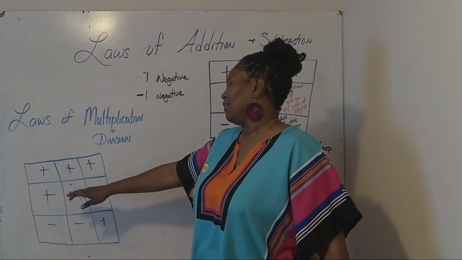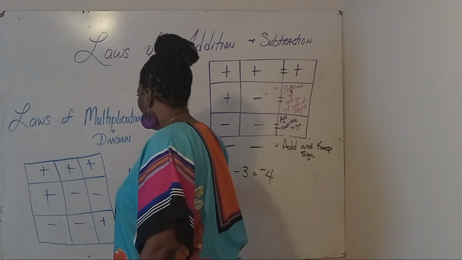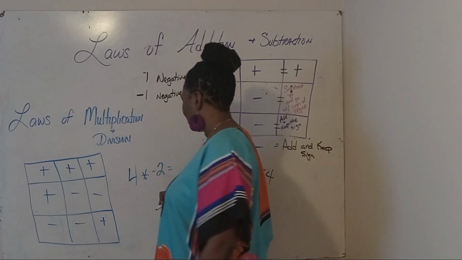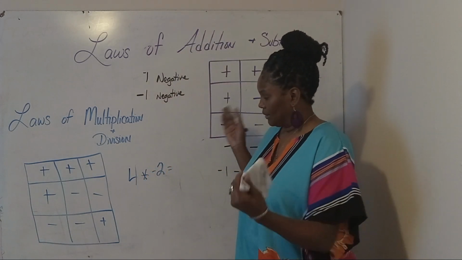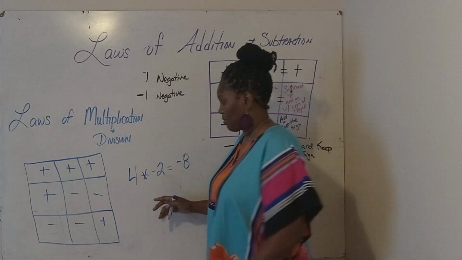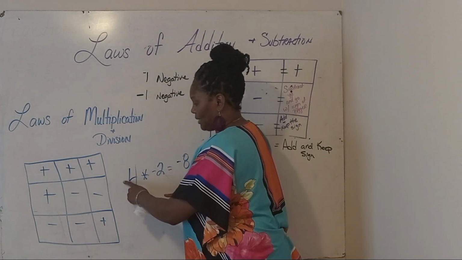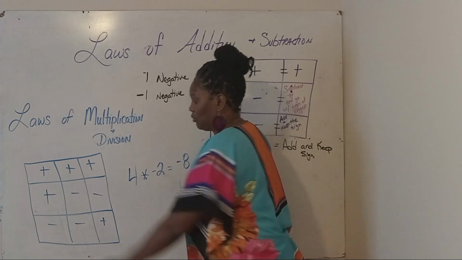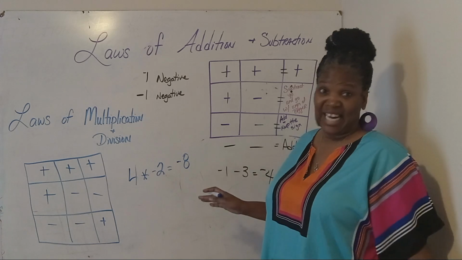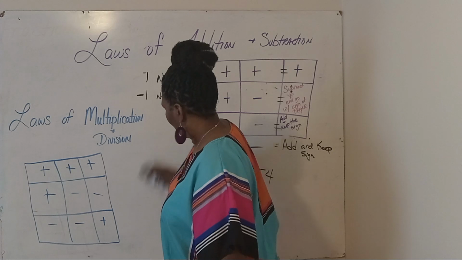Now you got positive times a negative equals a negative. 4 times -2 equals what? -8. Why? Because you got a negative sign. You got a positive 4 times a -2. Negative times a positive equals a negative. Every time. It's not going to change, okay?